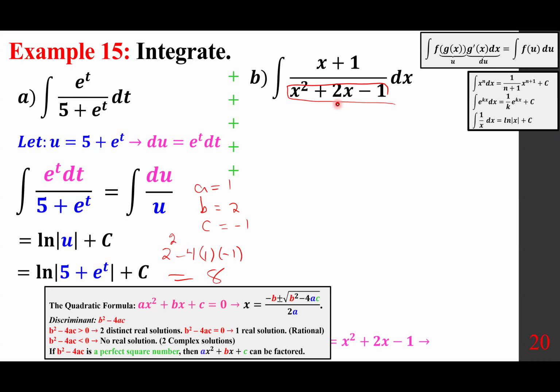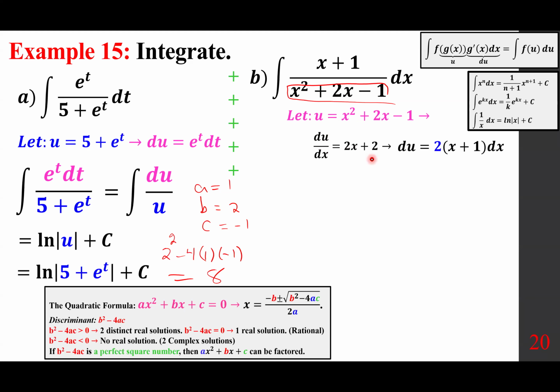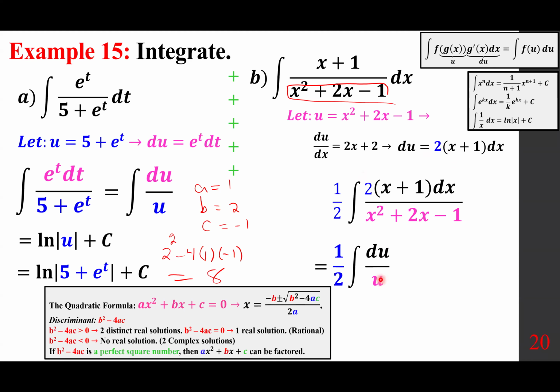So u becomes the denominator. Its derivative is 2x plus 2, or 2 times x plus 1, which makes du 2 times x plus 1 dx. Move the dx up because it's part of the numerator. So the bottom is u, but the numerator is not du because the number 2 is missing. Because it's a number, I can put 2 and its reciprocal 1/2. So now I have 1/2 the integral of du over u looking like that.